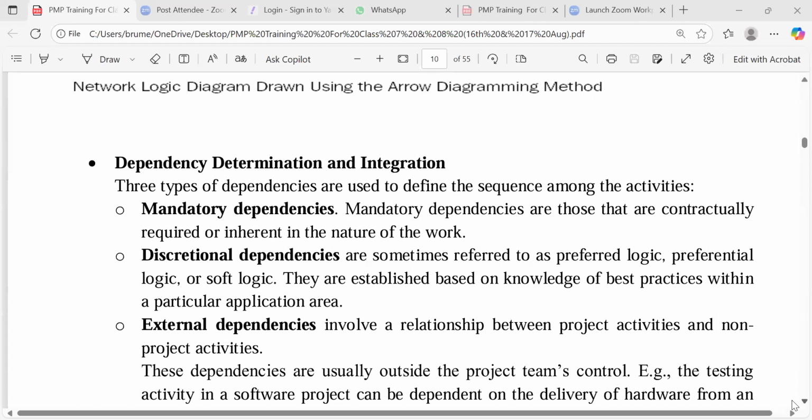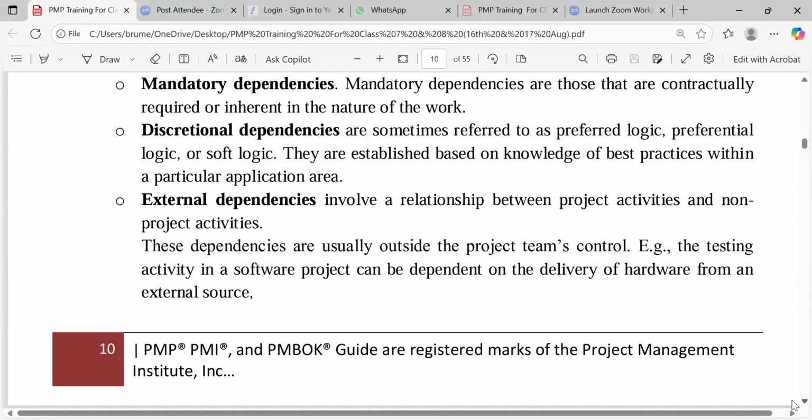You may ask some persons to wait, stop doing that, go and get this done first. You already know why you're saying that. They may not know. Then the external dependency involves a relationship between project activities and non-project activities. An example is that a testing activity in a software project can be dependent on the delivery of hardware from an external source. The hardware must be delivered first before we carry out the test. We cannot carry out the test when the hardware is not delivered.